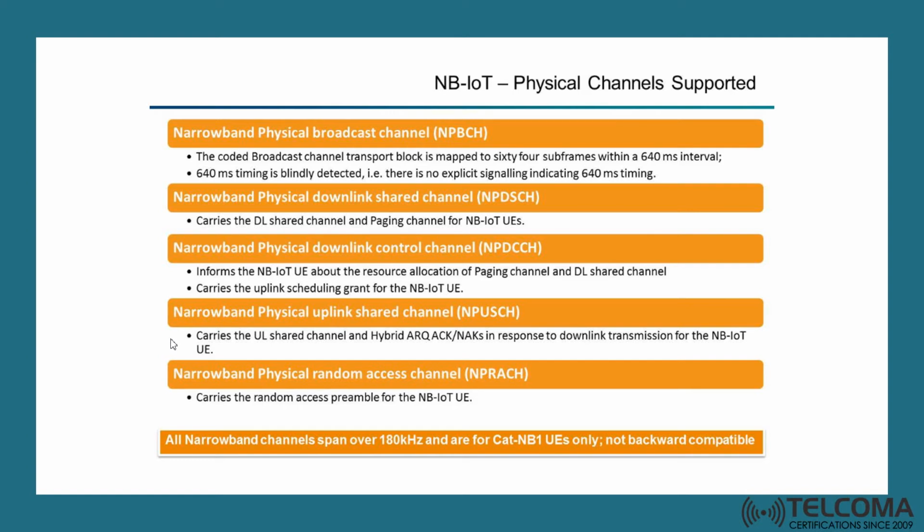The narrowband physical uplink shared channel NPUSCH carries the uplink shared information as well as hybrid ACK/NACK in response to the downlink transmission for the NB-IoT UE. The key thing to note here is that the PUCCH channel is not used, and the PHICH channel and PCFICH channel, which are present in legacy, are also not used. Even though we don't have those channels, we are still able to proceed with communication in NB-IoT. And the narrowband physical random access channel, NPRACH, carries a random access preamble for the NB-IoT UE to the network, to latch onto the network. All these narrowband channels span 180 kilohertz and are for CAT-M1 UEs and CAT-NB1 UEs only, and it is not backward compatible with LTE.